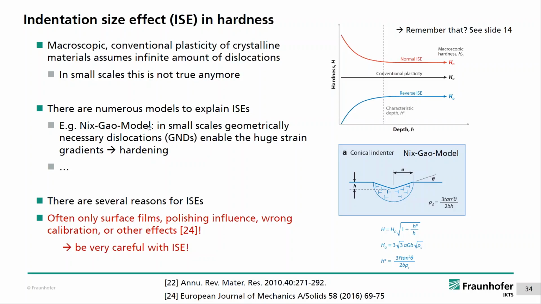And there are numerous models to explain these indentation size effects. One of the more popular is the nano-scale model that says in small scales you need geometrically necessary dislocations, called GNDs, to enable the huge strain gradients, because the smaller you get, the bigger the strain gradients get. So you get extra dislocations to accommodate the big strain gradients, and then you have extra dislocations that can block each other, and then you get a hardening. But there are numerous other models and also numerous other size effects.